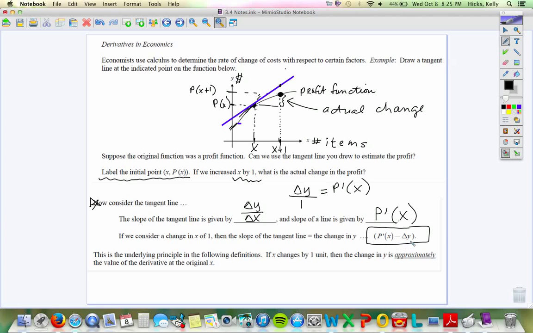So P prime of X equals delta Y. I don't know why I said it differently before, because that was wrong. P prime of X equals delta Y. Make sure that's fixed on yours. It looks good on my worksheet, but not on this PowerPoint.